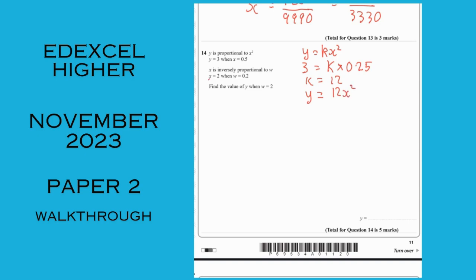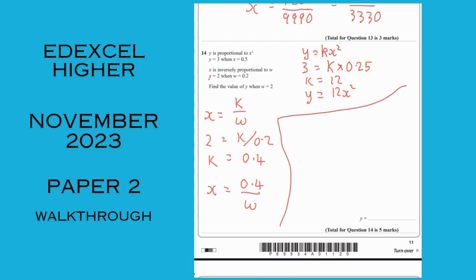Let's move on to part 2. Inverse proportion means over. Replace the x with 2. Replace the w with 0.2. Find k. Multiply both sides by 0.2. You've got your new equation for the inverse part. k is 0.4. There we go. We can now start answering the question.